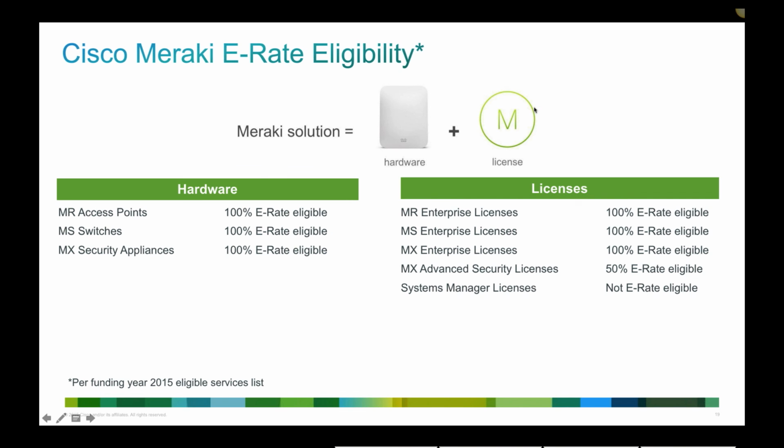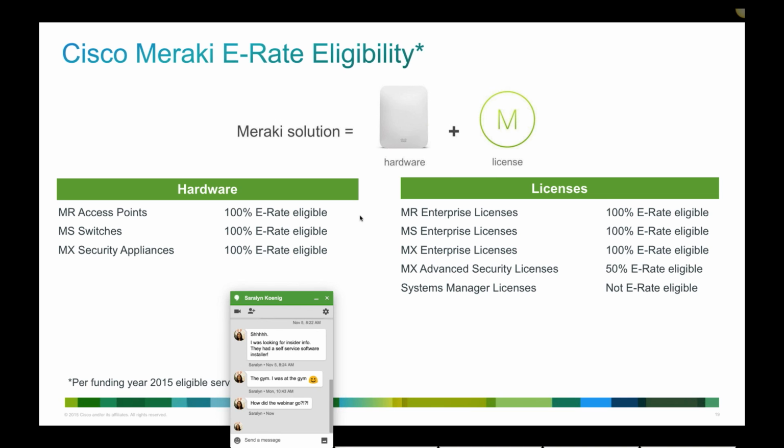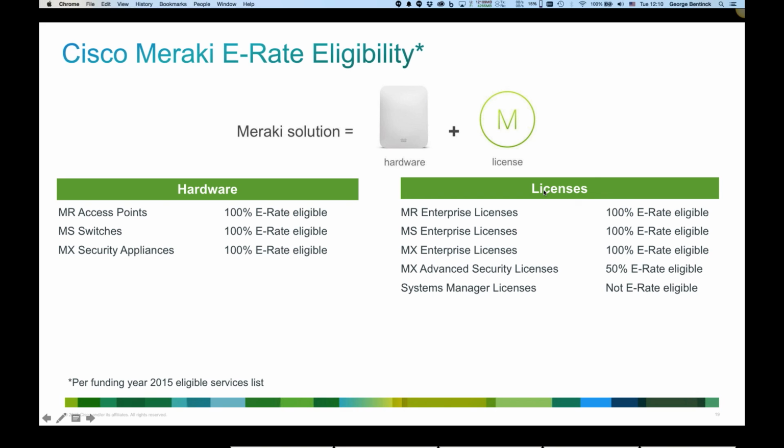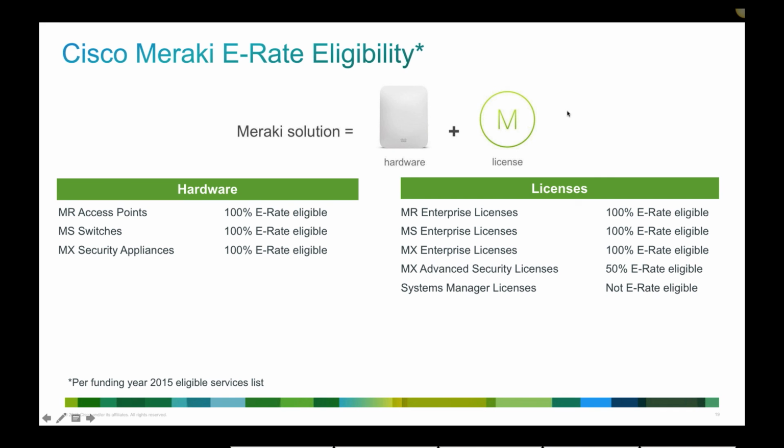The other thing that is worth noting is how Cisco and Cisco Meraki relate to E-rate and the E-rate eligibility for the Meraki technology. So as I mentioned, you need to have a hardware device such as an MX or an MR plus a license. The MR, MS, and MX devices are 100% E-rate eligible, along with their licenses. The Advanced Security license for the MX, this is the one that includes the additional content filtering, IDS, and IPS functionality, is only 50% E-rate eligible, and unfortunately, Systems Manager is not an E-rate eligible license purchase.